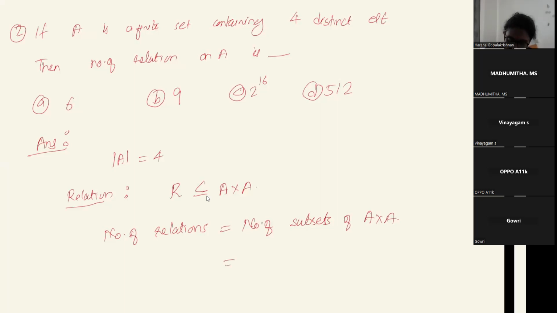So, here, what is the number of subsets of A cross A? 16.